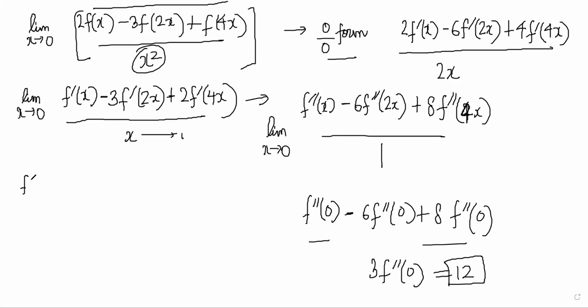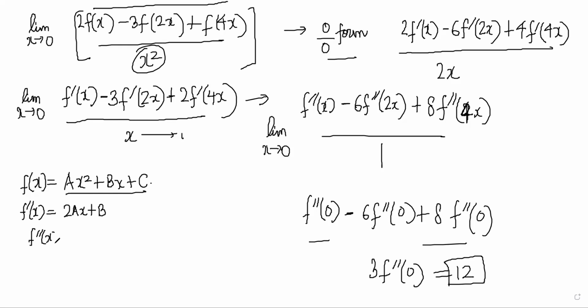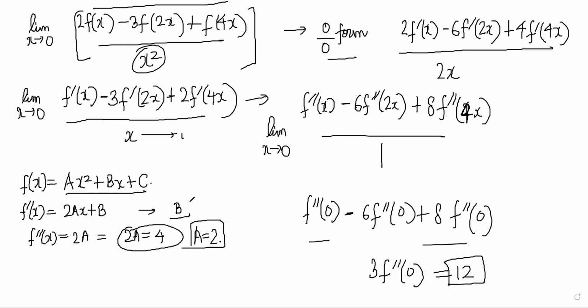Also, I was thinking of f of x could be a polynomial like this. If this is the polynomial, f dash x becomes 2ax plus b, and f double dash x becomes 2a, which is equal to f double dash 0 is 4. So 2a must be 4 if it is a second degree polynomial. So a must be 2. And f dash 0 is b, and f double dash 0 is 4, and f of 0 is c.